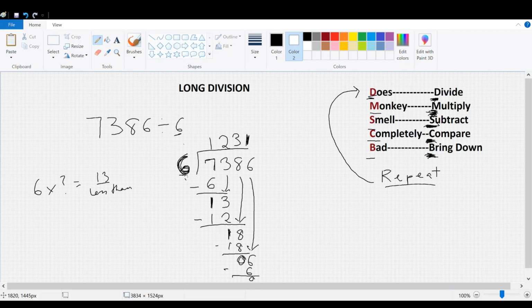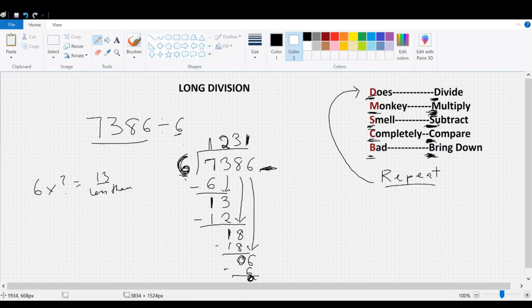Yes, it is. Now move on to the next step, which is bring down the next available number, and we don't have any other available number here. So we stop here. Our division is finished now. So our quotient is 1231 with no remainders.